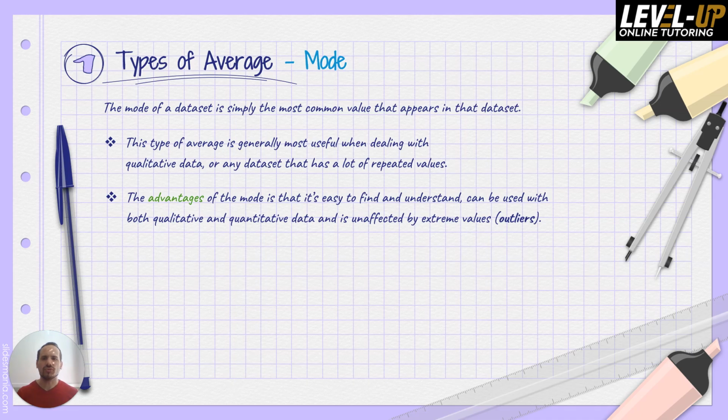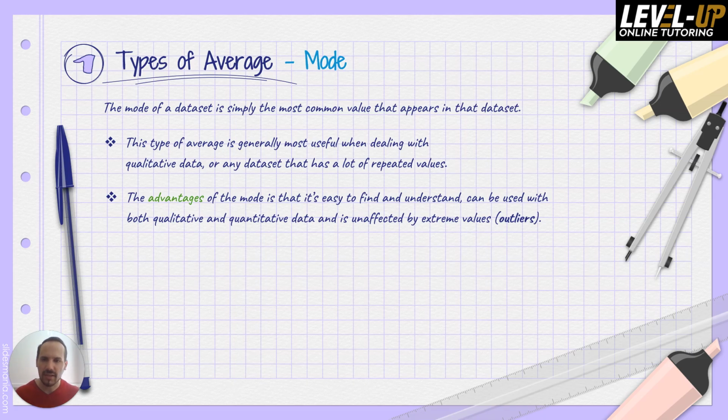But mode is not affected by that because you're just picking the most common value. And outliers, by definition, are not going to be the most common values. I mean, if you've got many, many extreme values, then they're not really extreme anymore. That's just part of the data set, essentially.